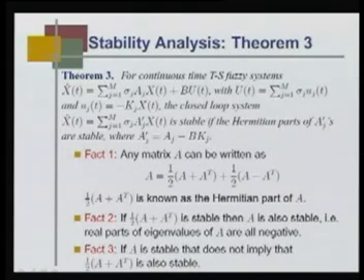Fact 1. Any matrix A can be written as A equal to half of A plus A transpose, plus half of A minus A transpose. Half of A plus A transpose is known as the Hermitian part of A. You can easily see that the total multiplication will cancel out, so 2A by 2 is A, but this is the Hermitian part and this is the non-Hermitian part. Fact 2: if half of A plus A transpose is stable, then A is also stable, that is, the real parts of the eigenvalues of A are all negative. Fact 3: if A is stable, that does not imply that half of A plus A transpose is also stable. The reverse is not true. If this is stable, then I can say A is stable, but if A is stable, we cannot say A plus A transpose is also stable.